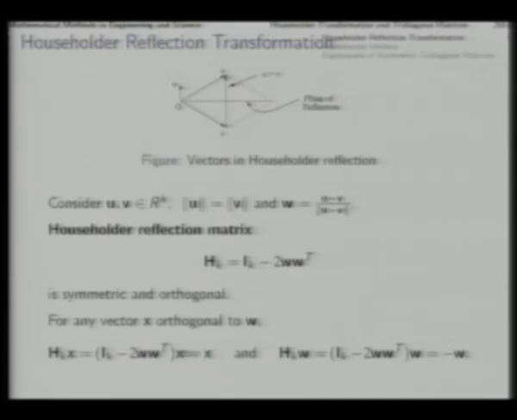On the other hand, how does w itself get mapped? Hk w, as you apply this on w, you find that identity into w will give you w, but this fellow will give you twice w. w transpose w is 1. So, you will get w minus twice w, that is minus w. That means w itself, when operated upon by Hk, gets mapped to its negative, and the vector in the plane of reflection gets mapped to itself. That is the way a reflection takes place.